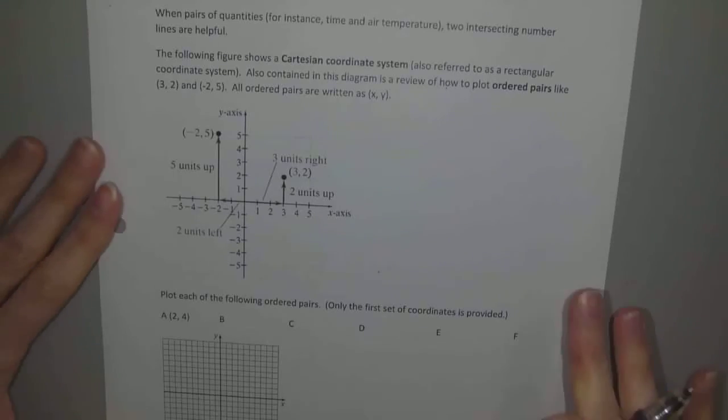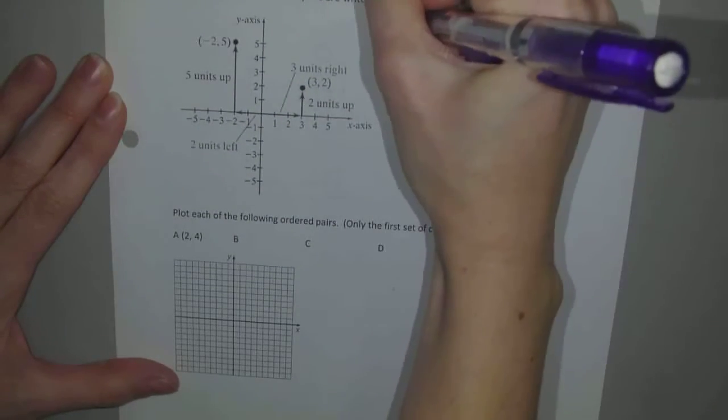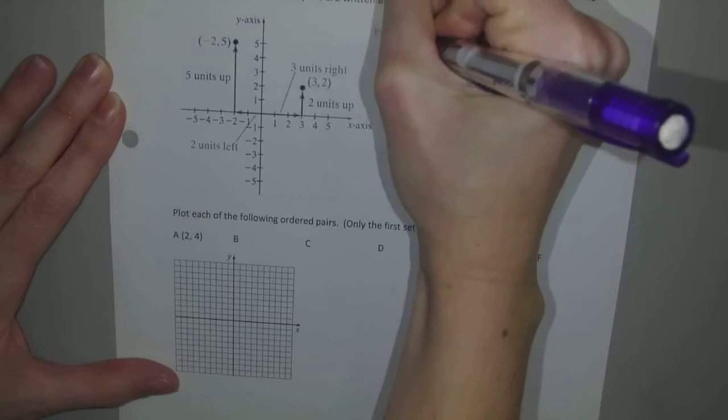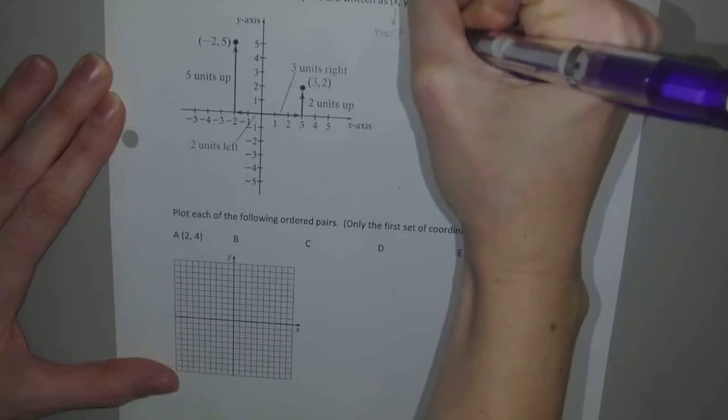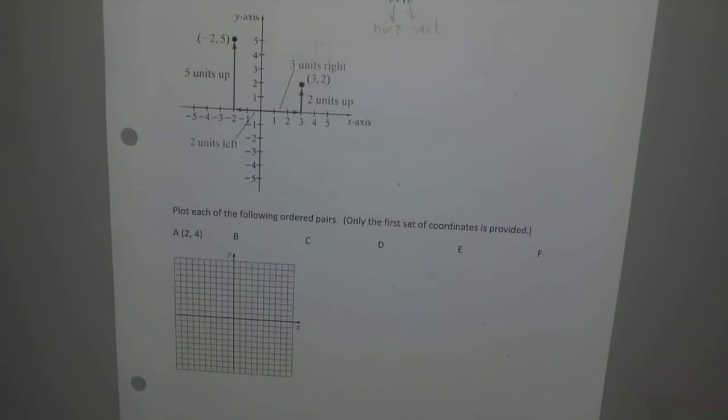So I just want you to keep in mind, guys, when you do ordered pairs, the X, which is horizontal, is always listed first, and then your Y, which is vertical, is always listed second. Okay? So we're always going left or right first, up or down second.